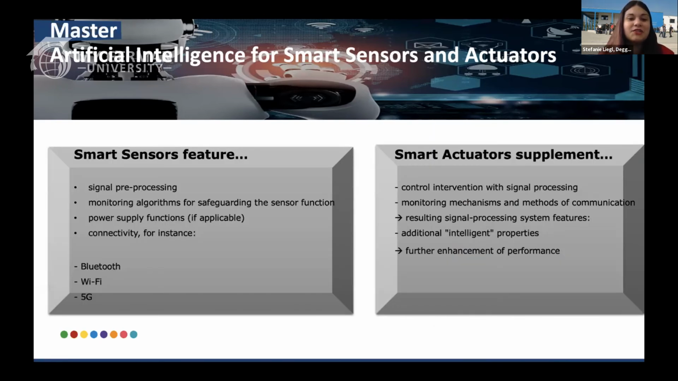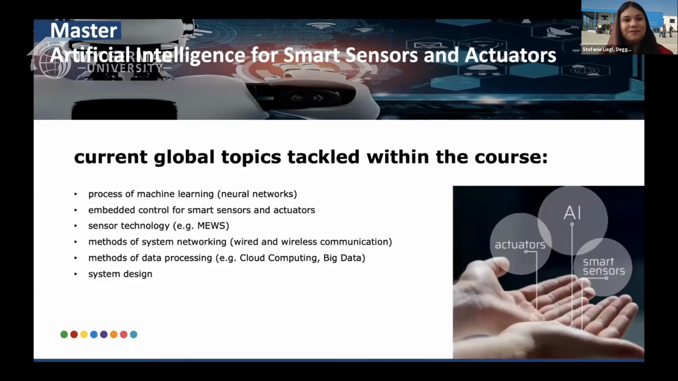Smart sensors feature signal pre-processing, monitoring algorithms, and also connectivity, which might ring a bell for most of you if you think about Bluetooth, Wi-Fi, 5G. And these smart actuators supplement these smart sensors, so they control intervention with signal processing, and they further enhance the performance of these devices.